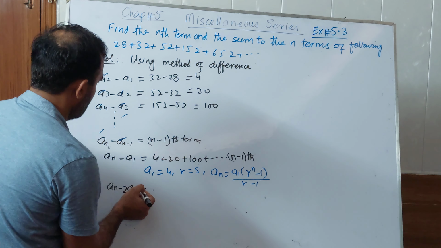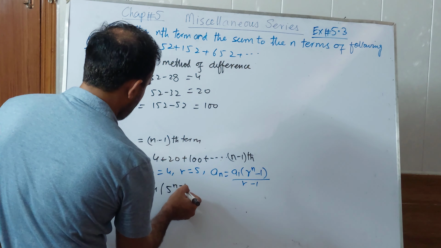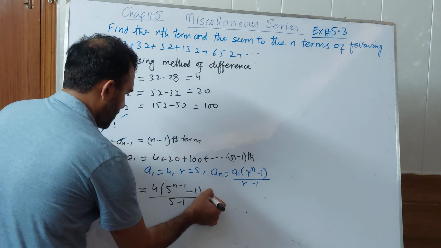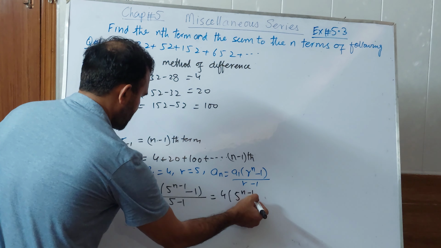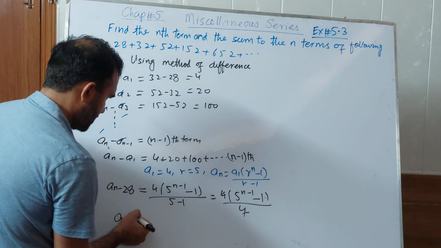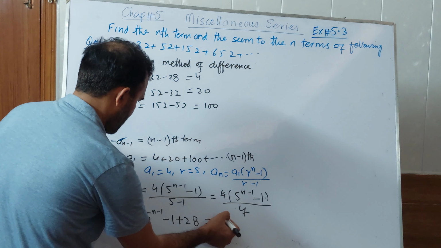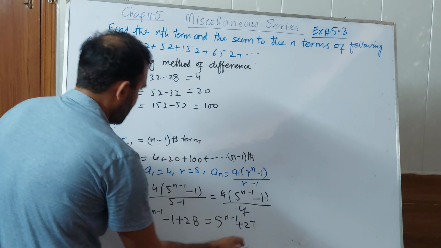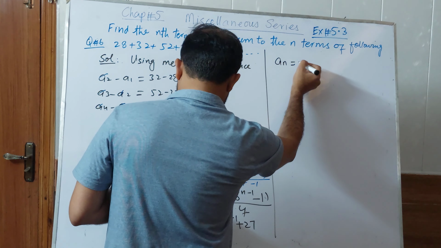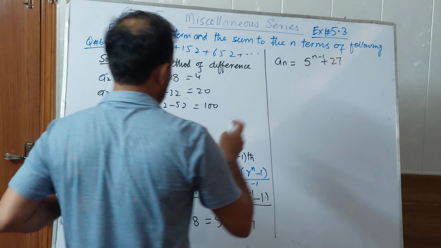तो an minus 28 is equal to, अब इन सब की जगह पे ये लिखेंगे a1 हमारे पास 4 है, r की जगह पे 5 power n minus 1 divided by 5 minus 1, r की जगह पे 5 लिख दिया हमने, ठीक है। और यहाँ पे 4 को 5^(n-1) minus 1 divided by 4, अब ये 4 और ये 4 कैंसिल हो जाएगा और 28 को आप उधर शिफ्ट करें तो an is equal to 5 power n minus 1 plus 28 which is equal to 5 power n minus 1 plus 27. तो हमारे पास जो nth टर्म यहाँ पे आ गया है वो है an is equal to 5 power n minus 1 plus 27. This is the nth term of this series.